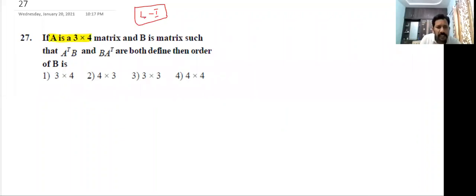A is a 3 by 4 matrix. A matrix of order 3 by 4. By observing this, tell me, what is the order of the A transpose matrix? 4 by 3, or not? 4 by 3. Okay, students, do you understand? When you do transpose, interchanging rows into columns and columns into rows, 3 by 4 is going to change to 4 by 3.